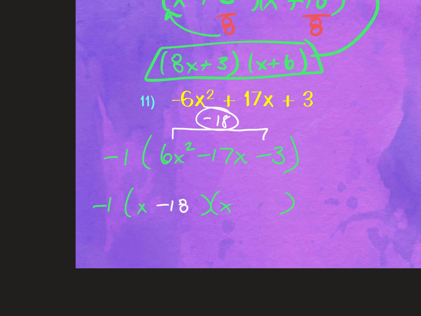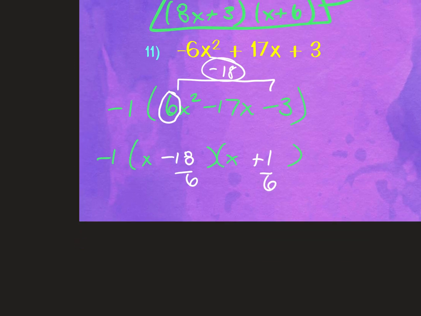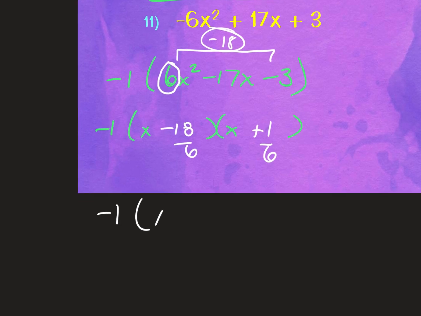-18 and +1. Perfect. And then I have one extra step. Since my a term is not 1, I'm going to take that a term and put it underneath both of my factors. Did my -1 go anywhere, guys? No, it's still hanging out in front. It has to be there. What's -18 divided by 6? Okay, so I have x minus 3. 1 divided by 6. Nice and pretty? Nope. So scoot it out front. 6x plus 1.